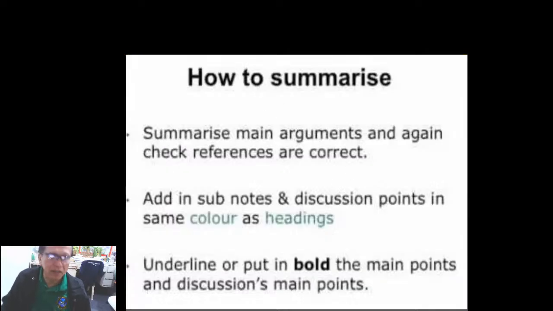How to summarize? Summarize main arguments and again check references are correct. So, tugma-tugma, no? Add in the subnotes and discussion points in the same color or as headings, no? Underline or put in bold the main points and the discussion's main points.